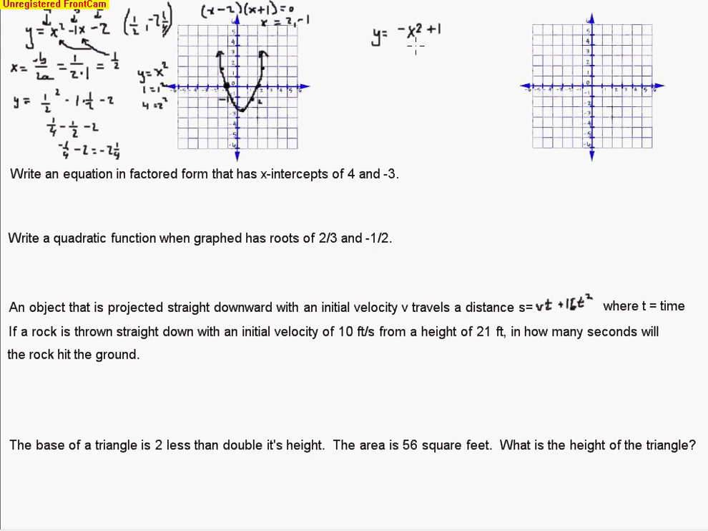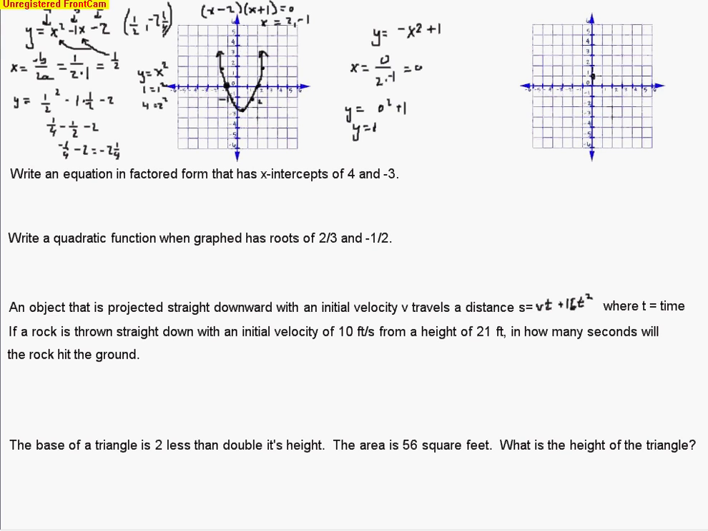Now, when you don't have the b term, you see the b term equals 0 here. So my x component is 0 over 2 times negative 1. Just makes 0. When you substitute 0 in there, you end up with just 1. See, 0 squared plus 1 makes 1. So you end up having that vertex on the y-axis. And so here it is, just up 1 space.